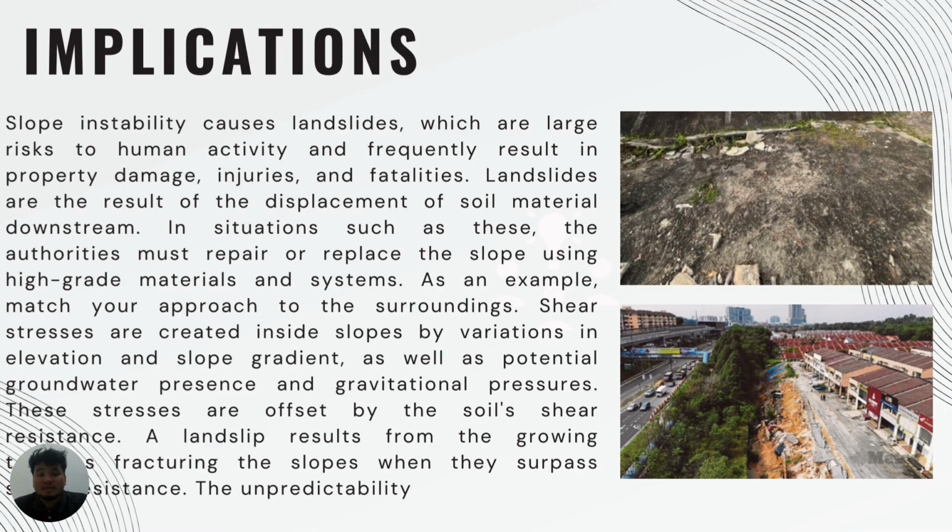Implication: source inability causes a sublet with large human activity, and the probability results in body damage, injury and fatalities, and landslide. As a result of the degradation, the material goes downstream. In solution, the area must be repaired and the slope replaced using high ground material and system, as explained in the mesh approach.